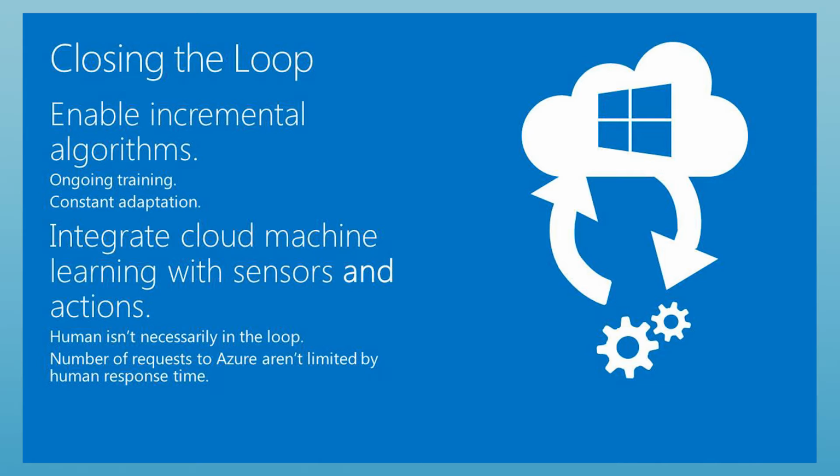So Microsoft has a tool called Azure Machine Learning, which is part of a larger suite of tools called the Cortana Analytics Suite. And it contains tools for bringing in data, processing it, sifting through it, and learning from it, and then sending those actions back out. This is the type of thing that'll be necessary to really attack this Internet of Things problem. As I mentioned, a big benefit of this is the human isn't necessarily in the loop, and the number of times you can cycle through this isn't limited by human response time.